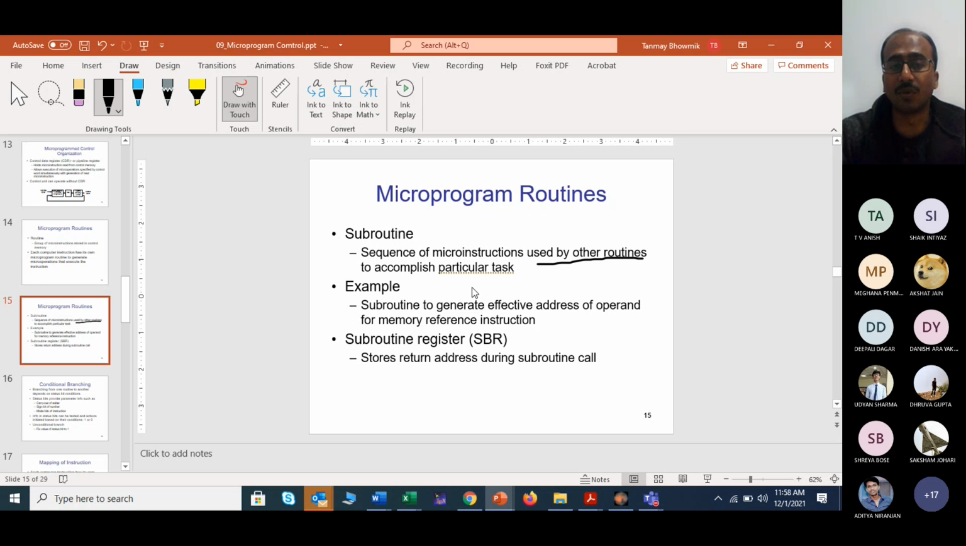This is related with which one? Subroutine or routine? So you need to select subroutine, because here you can see it is very easy, because already routine is being used in this term. So one routine, again another routine, so it may be complicated. So that is why it should be subroutine.